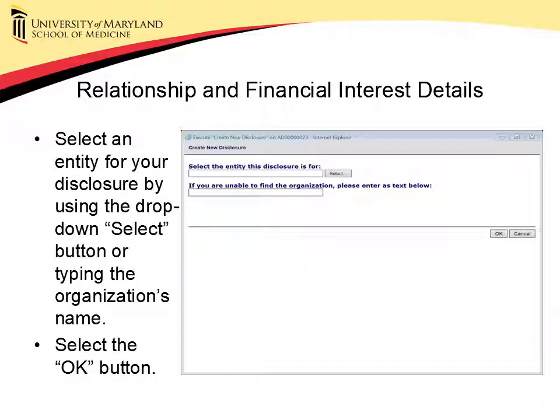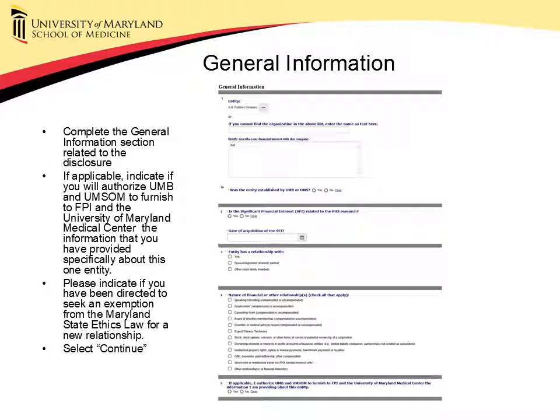Select an entity for your disclosure by using the drop-down Select button. If your organization is not listed, please type the name in the text box provided below. Complete the general information section related to the disclosure.